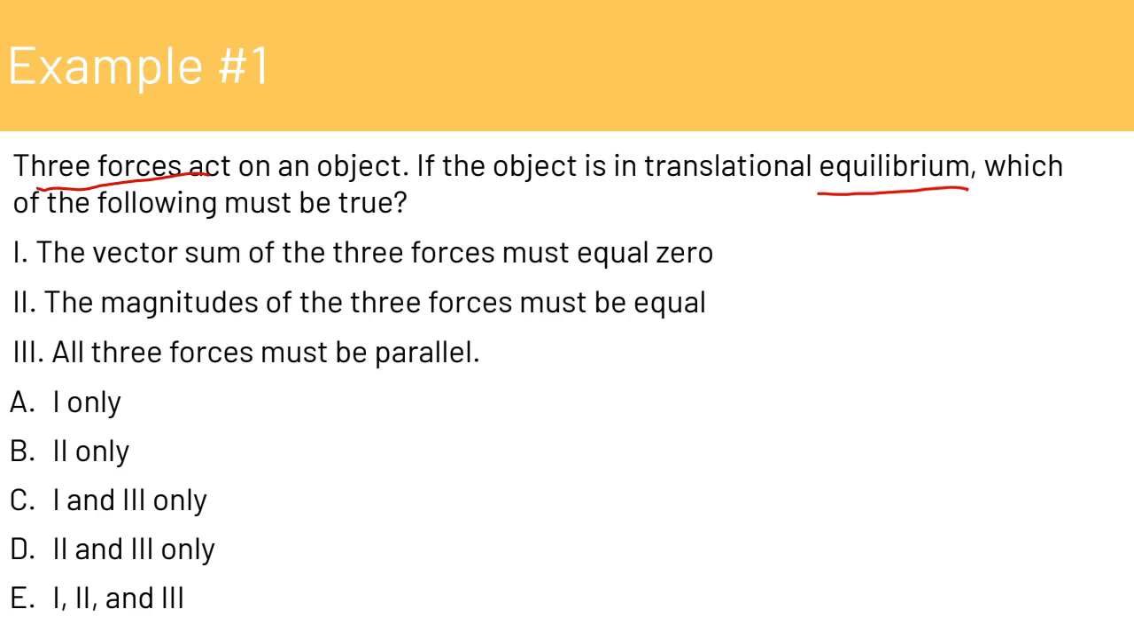If it's in translational equilibrium, the vector sum of the 3 forces must equal 0. So that is definitely true. The magnitudes of the 3 forces must be equal, and all 3 forces must be parallel, are not necessarily true. For translational equilibrium, the vector sum of the forces has to equal 0. So the answer to this question is number 1 only, so A.